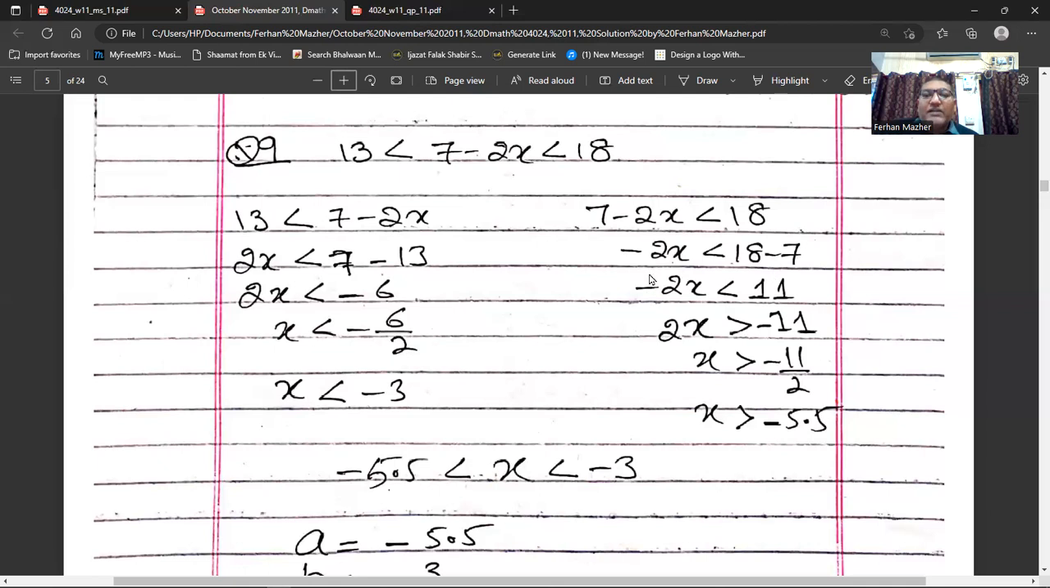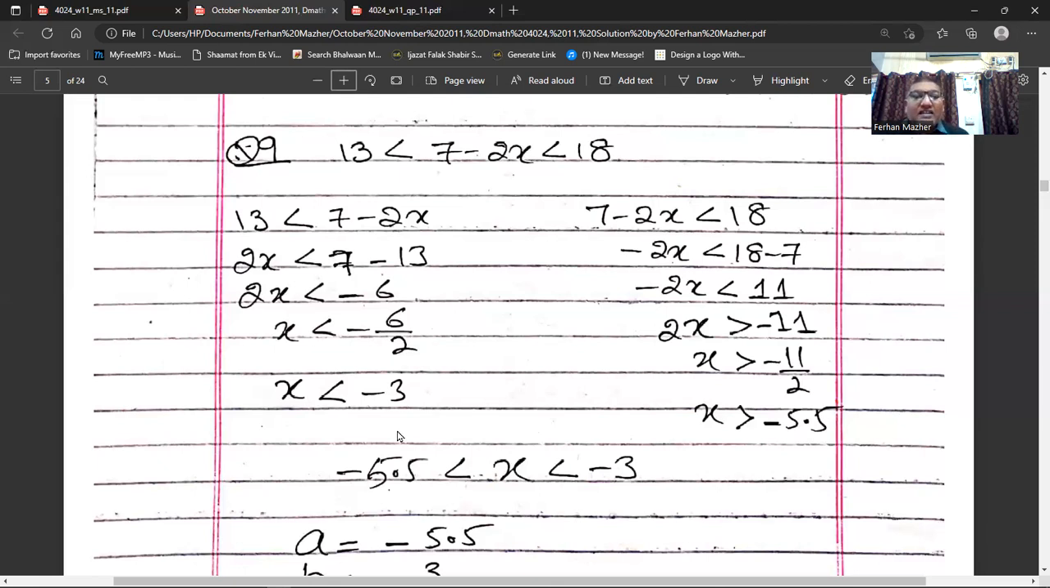Now multiply both sides by a negative number, so the sign of the inequality will flip. It will change because I'm going to multiply both sides by a negative number. So 2x will be greater than minus 11. You see the inequality sign has changed because I have multiplied both sides by minus 1. When you multiply both sides of an inequality by a negative number, the inequality sign will change. So x will be greater than minus 11 by 2, so x is greater than minus 5.5.